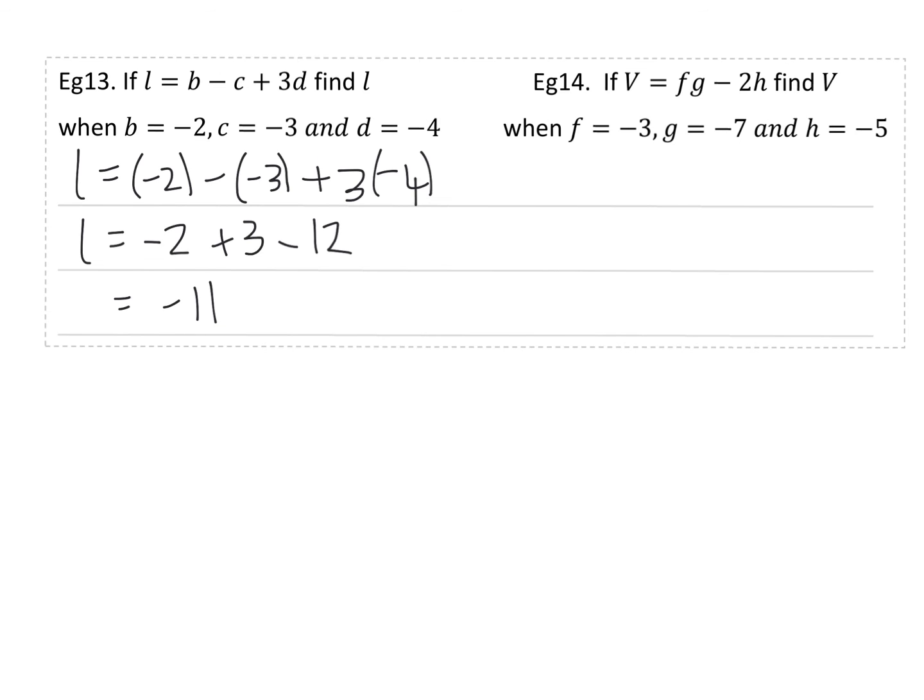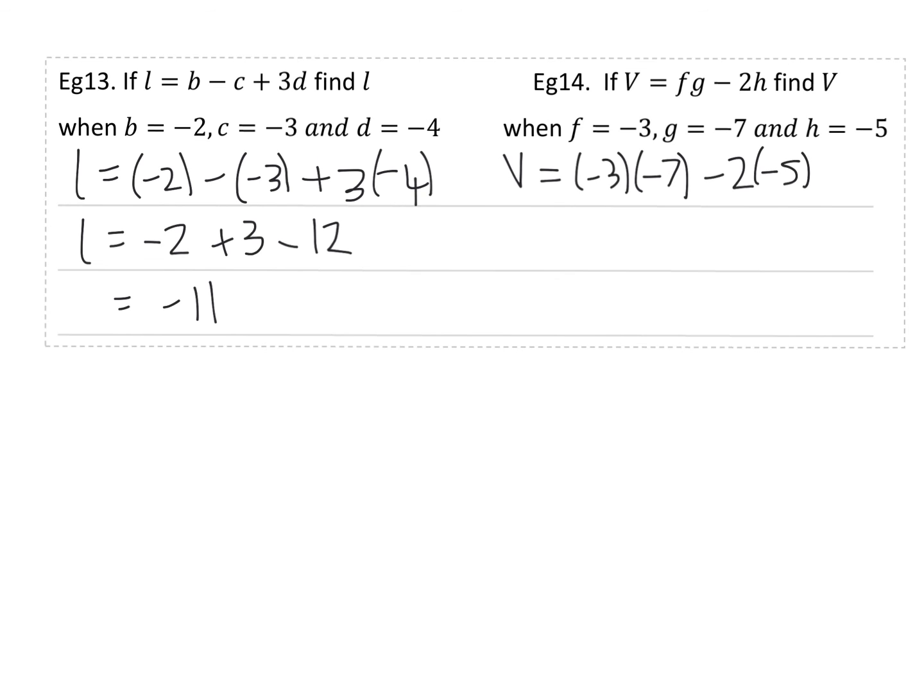Example 14. If V equals FG minus 2H, find V when F equals minus 3, G equals minus 7, and H equals minus 5. Rewrite the equation or the formula, but substitute in the values for F, minus 3, G, minus 7, and H, minus 5.